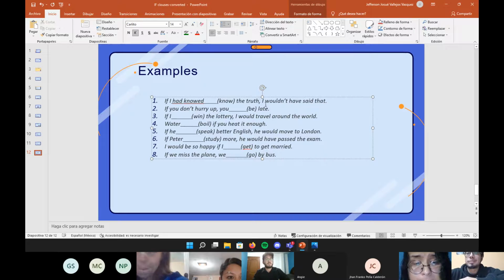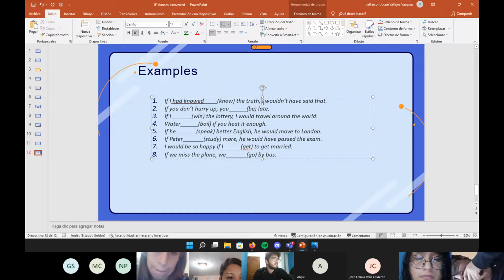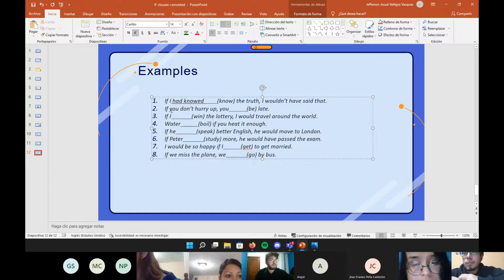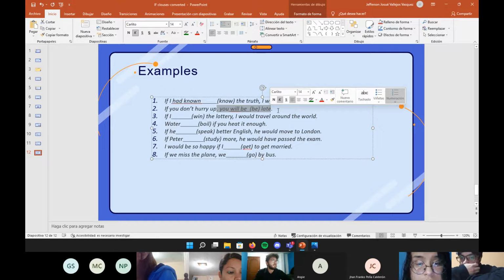If you remember in this part, we have to put the simple present, the present perfect, okay? And in the second one, the other part, okay? In the second one, how we can put this? If you don't hurry up, you what? What is the consequence? If you don't, okay. You will be late. That's right. Will be late, okay? This is the consequence in the future.